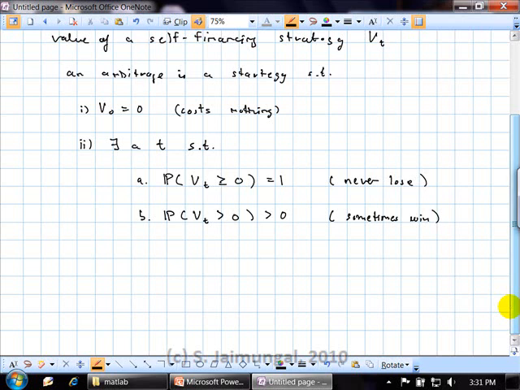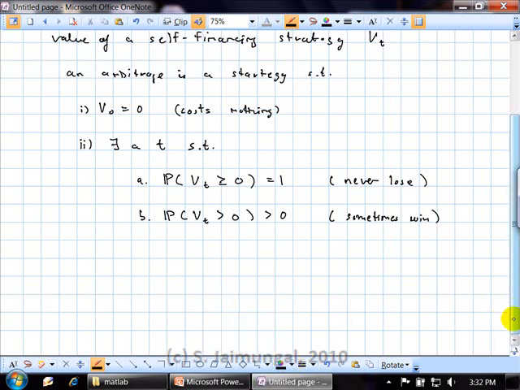Now, as I said, in our current setting, since there is only one time step, there exists a T such that can simply be replaced by the probability of V1 being bigger than or equal to 0 equals 1, and the probability that V1 is bigger than 0 is bigger than 0. You can just change those events to T equals 1, the only time available right now. There's only one time step.